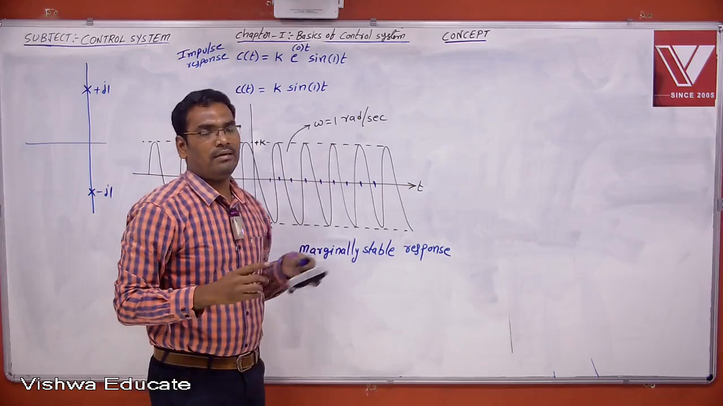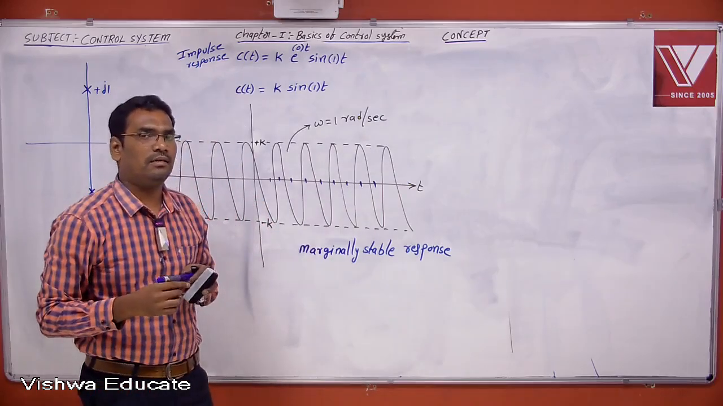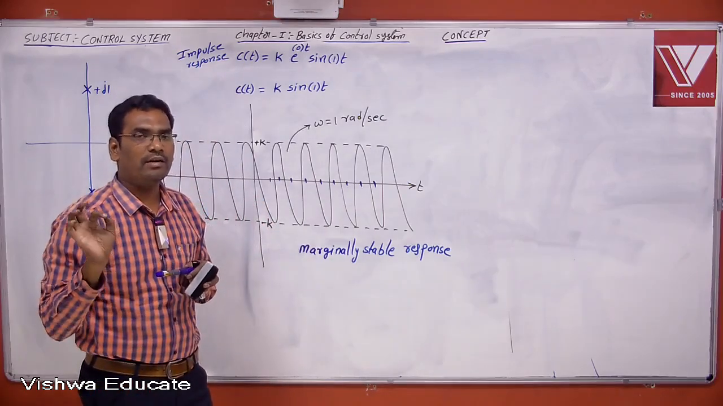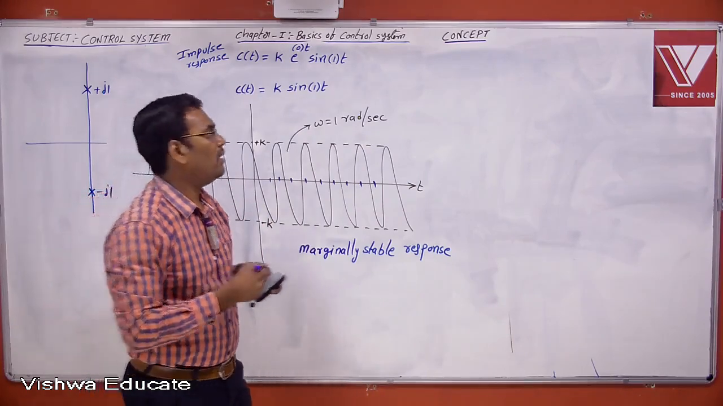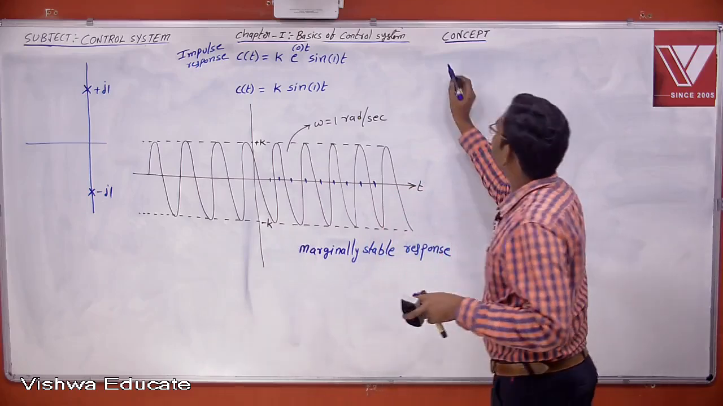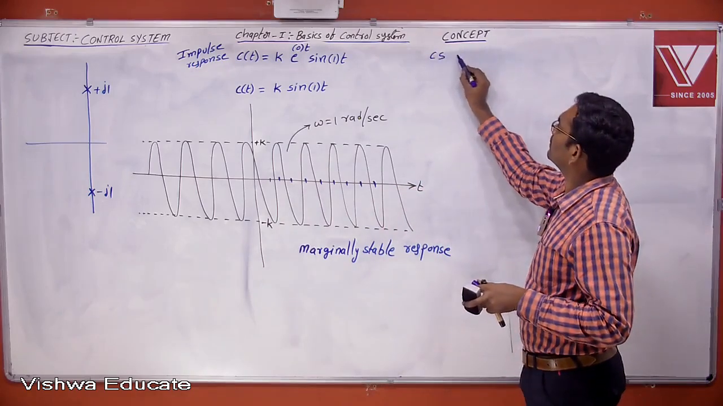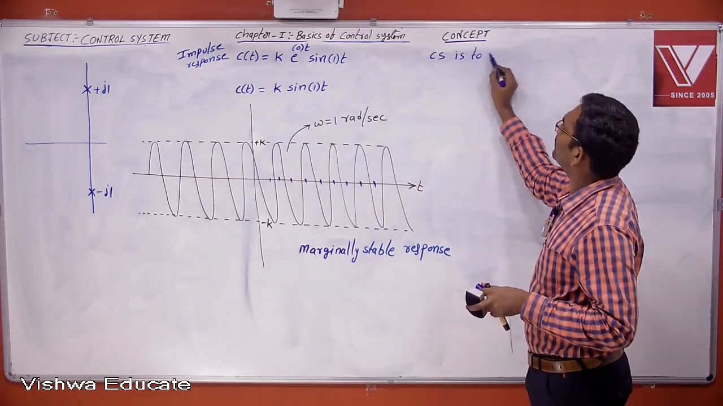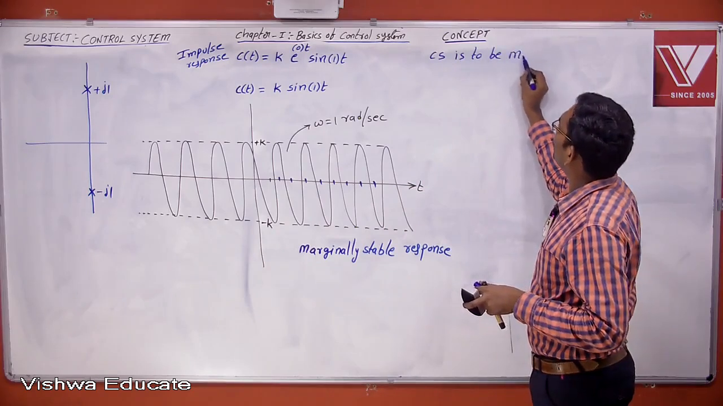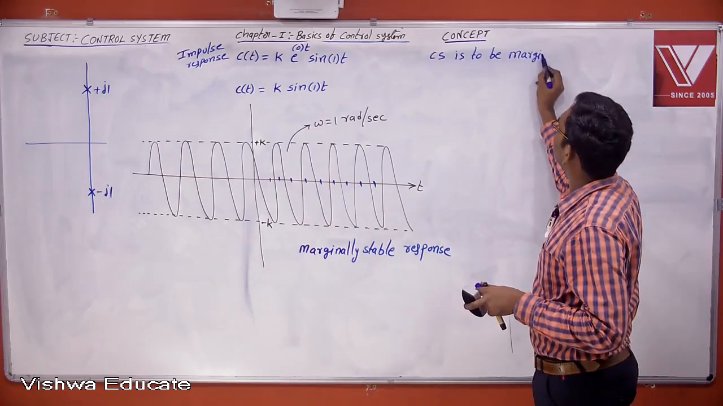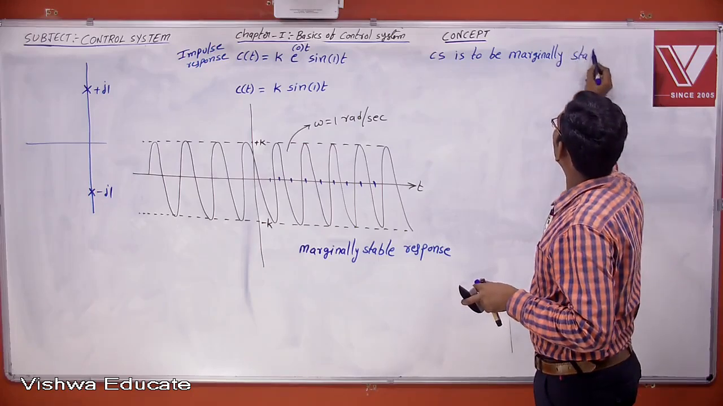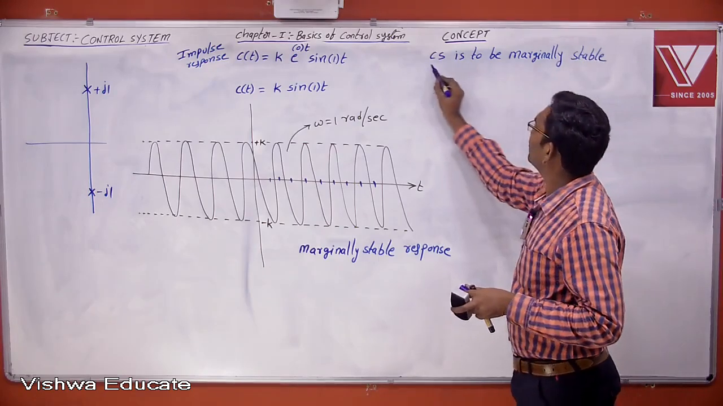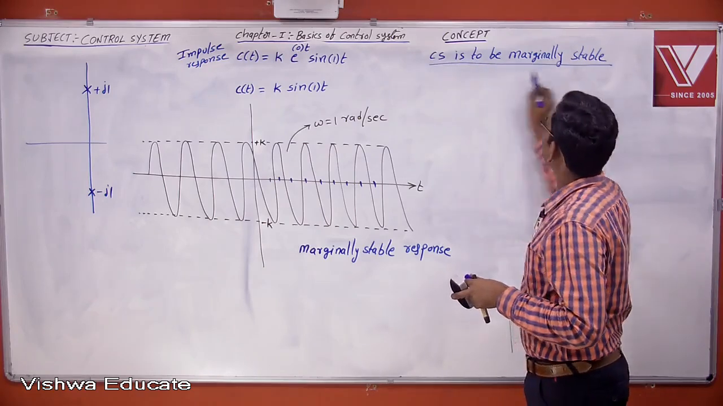Now in our sessions, we just take two definitions: when the control system is said to be stable, and when the control system is said to be unstable. Now I want to take here: when the control system is said to be marginally stable.